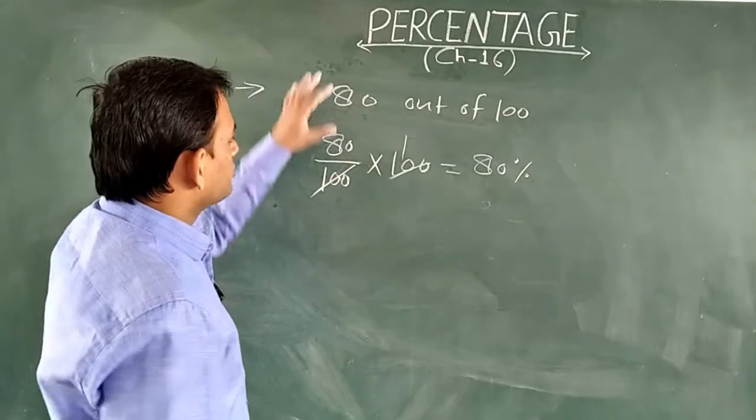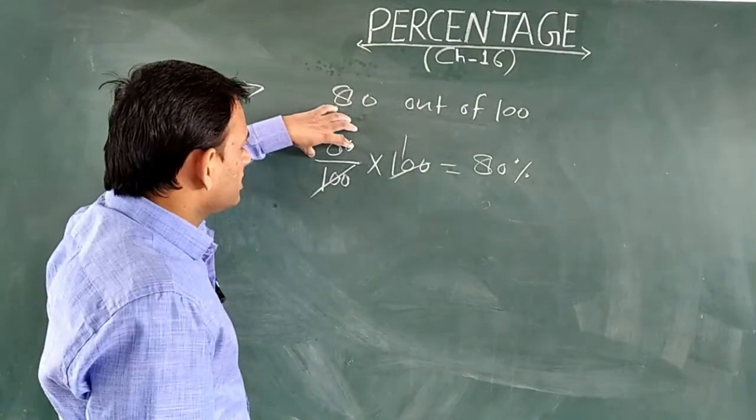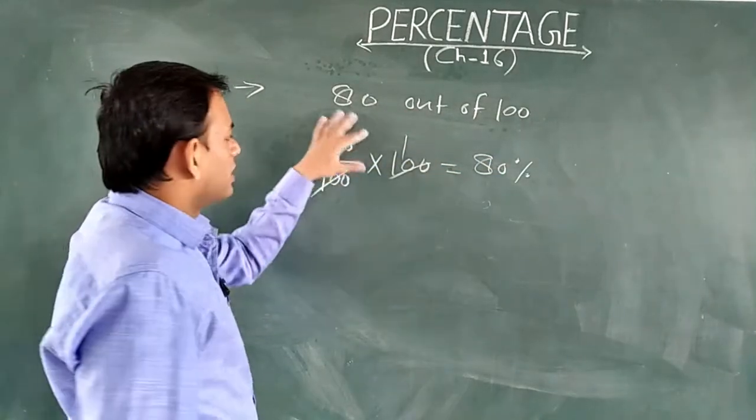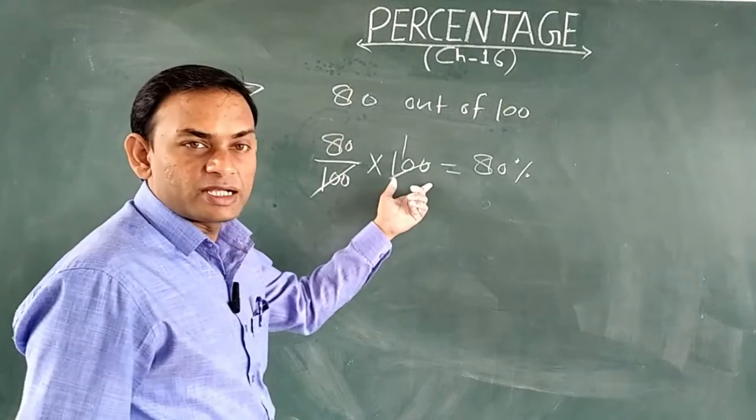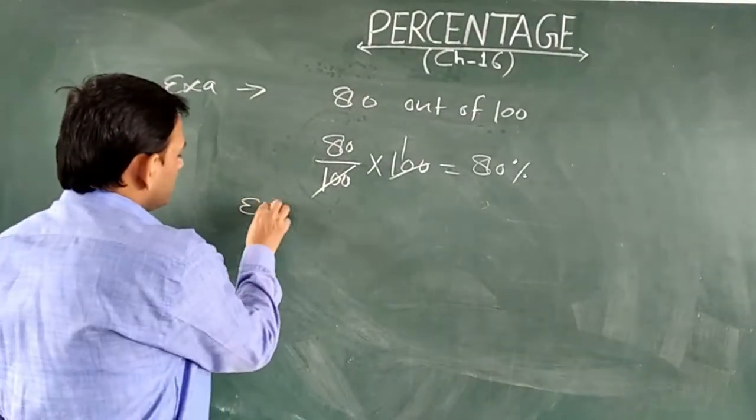Got it? The number which we are talking about, we will write above the line, and the total marks will always be written below the line. After making the fraction, we will multiply it by 100 and you will get the percentage. Now one more example I am telling you.